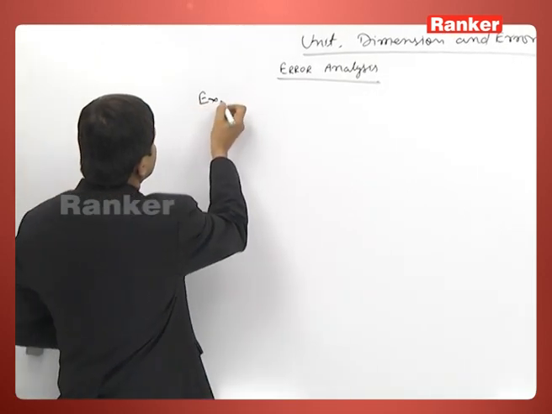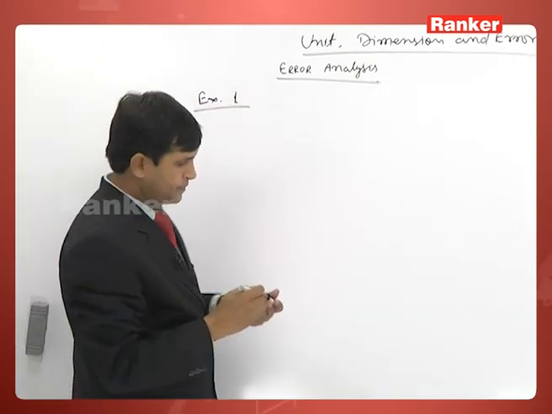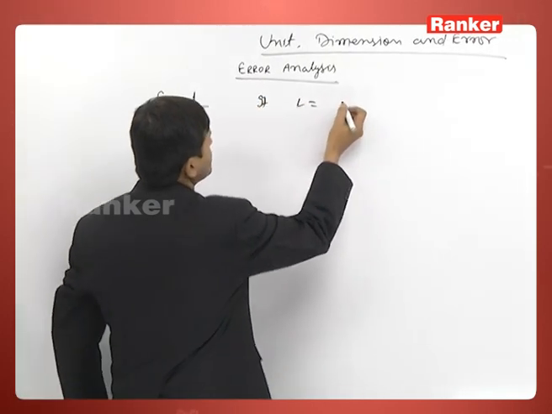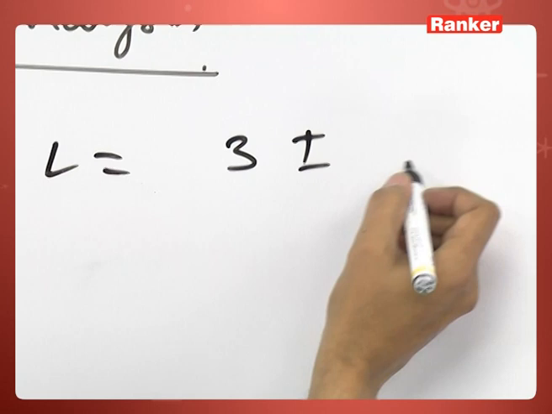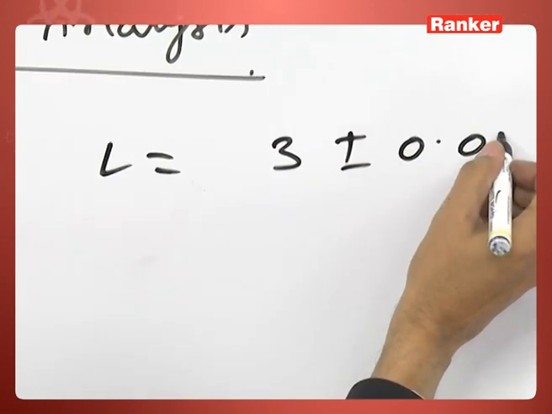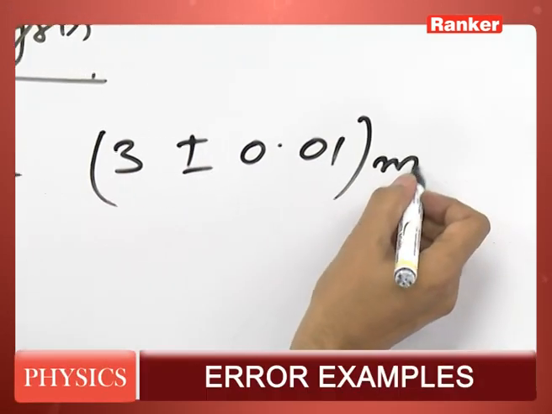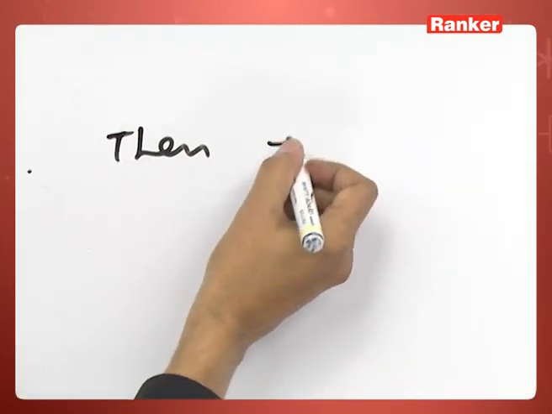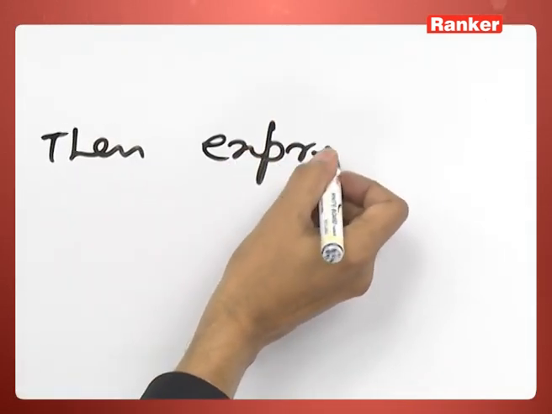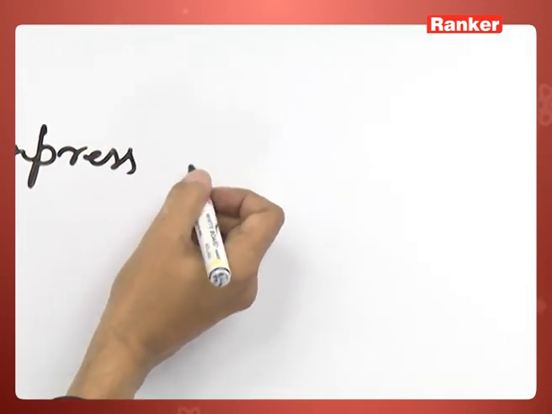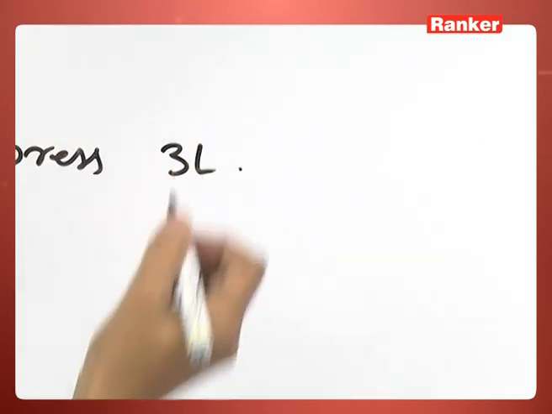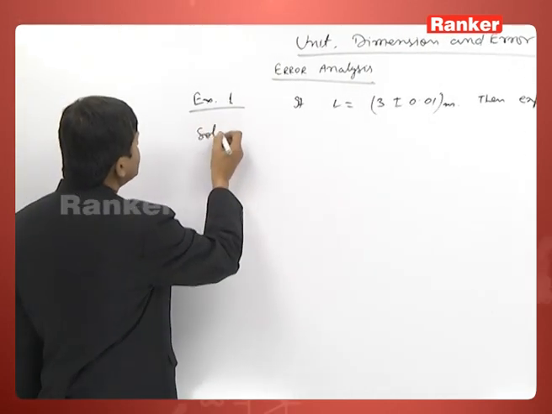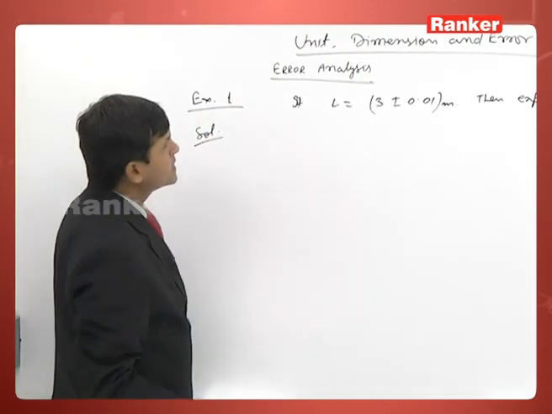Now see example number 1. If L is given as, suppose, 3 plus minus 0.01 meter, then express 3L. So it means now we have to write 3L. So it is nothing.